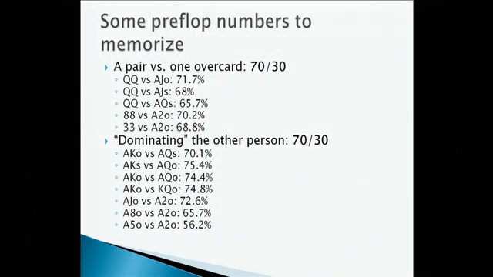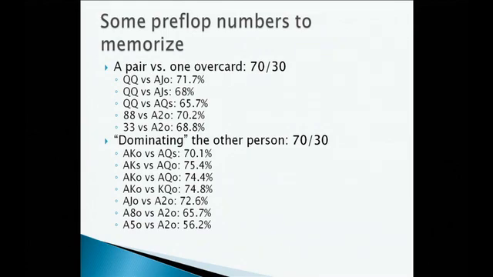Okay, a similarly good situation, which is a 70-30, is when you're, quote, dominating the other person. So dominating means one of your cards is the same, but the other card is different and yours is higher. Okay, so ace king off against ace queen suited, pretty good situation to get in poker. You're 70%. If you're suited and they're not, then you're 75%. If neither of you are suited, it's 74%.